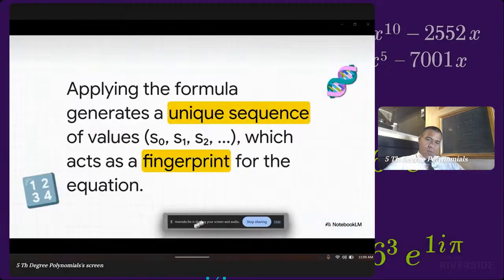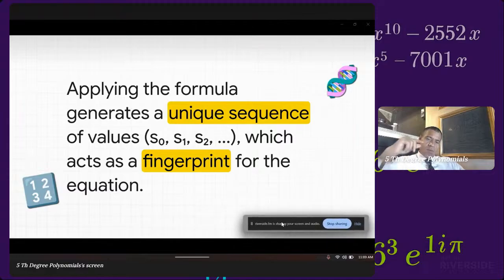So, when we apply the formula to that big, scary fifth-degree polynomial, it starts to spit out a sequence of numbers. And this isn't random. This sequence is like a mathematical fingerprint, a signature that is totally unique to this one equation, and it's going to point us toward the solution.